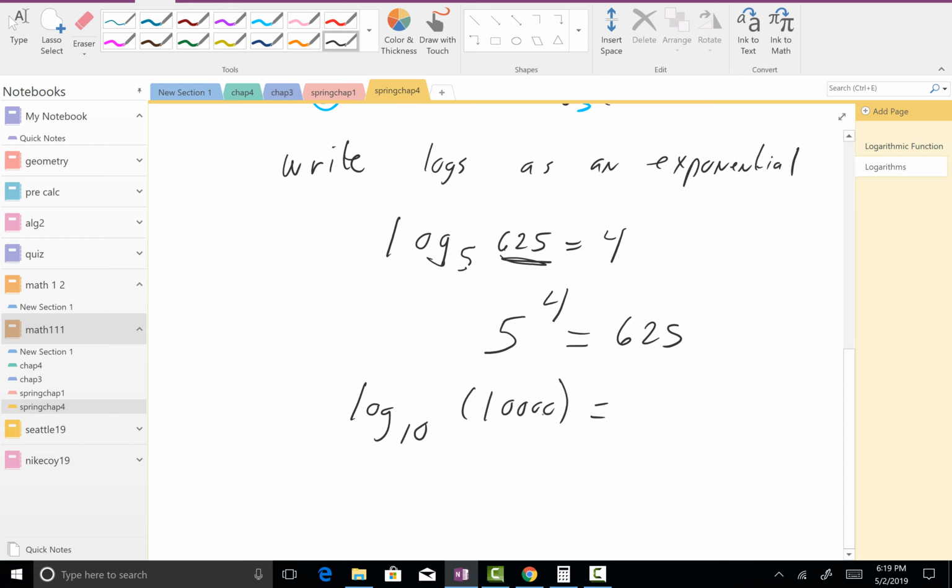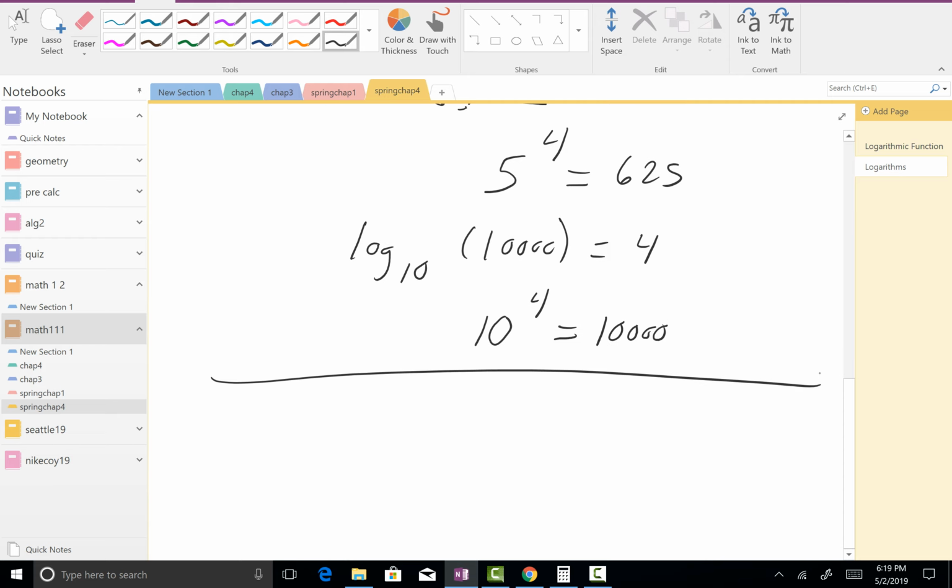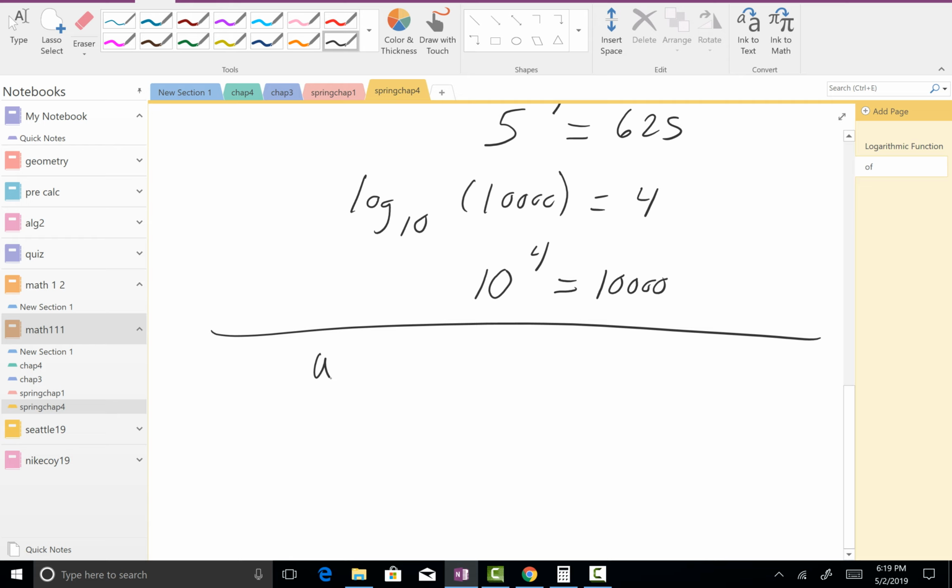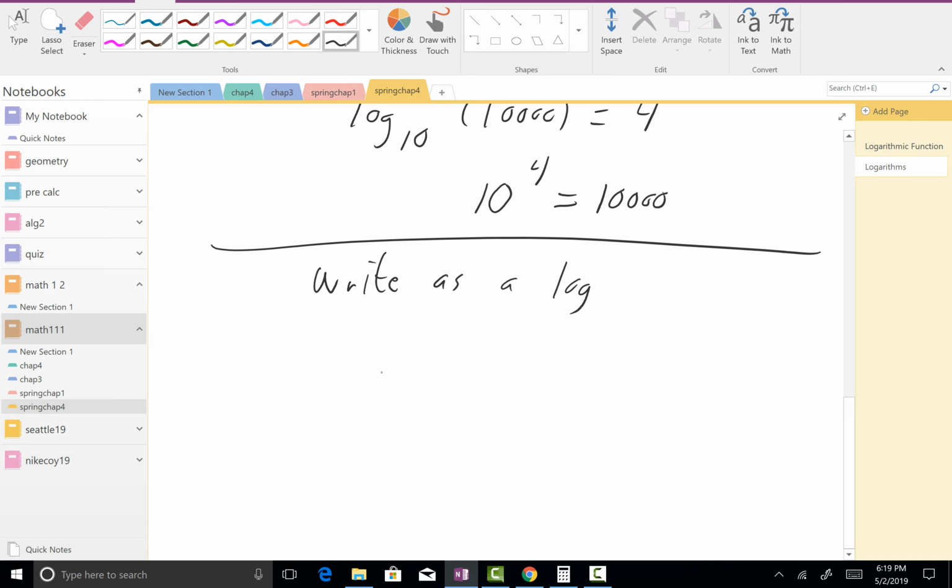Okay, log base 10. I got 4 zeros here, so that's going to be 4. Why? Because 10 to the 4th is equal to this. Again, write it as an exponential. And we'll go backwards. Write as a log. So now they're going to give you this. They're going to say, okay, we have 2 to the 5th is equal to 32. We're going to write that as a log.